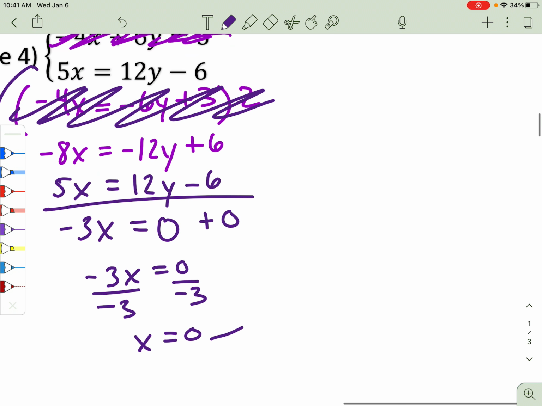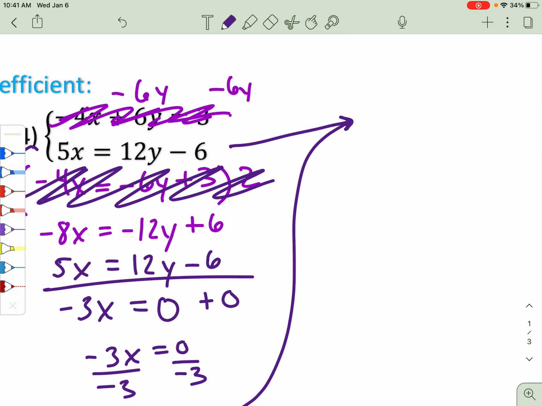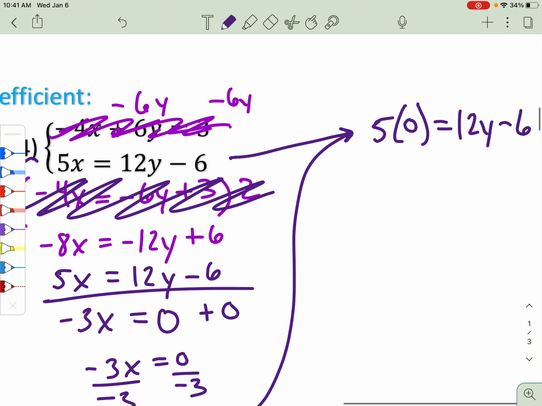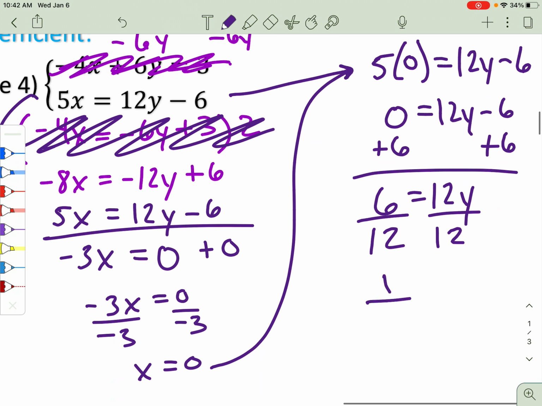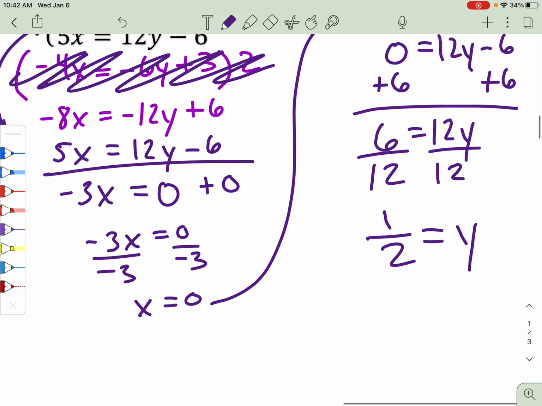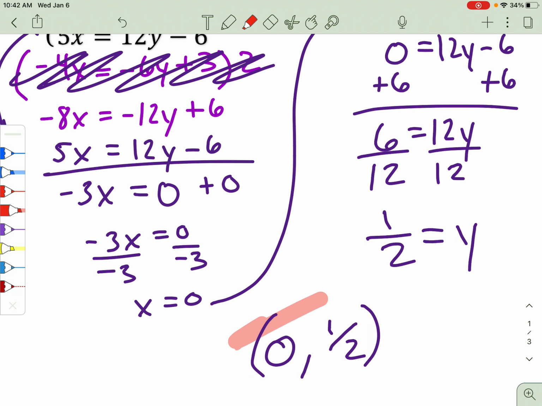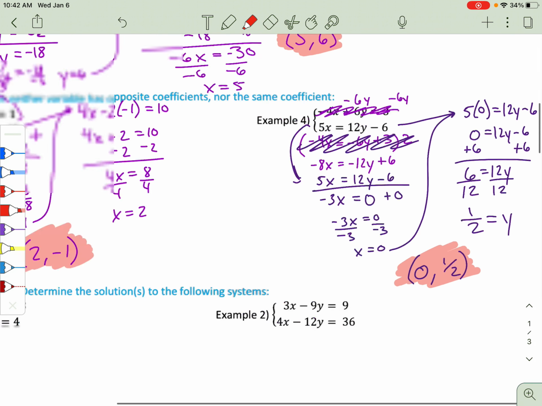Okay, so I'm going to take that and plug it in. So if x is 0, 5 times 0 equals 12y minus 6. So 0 equals 12y minus 6. Add 6. Divide by 12. And 6 goes into 12 2 times, so this is 1/2. So my solution here is 0, 1/2.